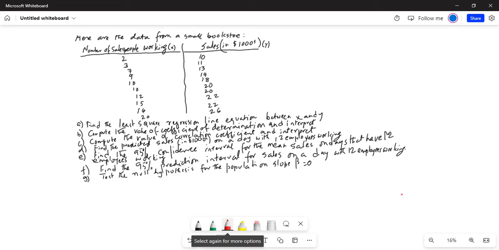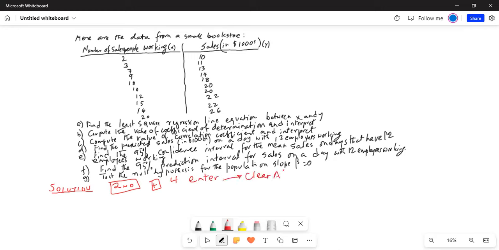So let's start the calculation. Solution. The first thing we will do is press the second button on the top left corner of the calculator, then the plus button on the bottom right corner on top of enter, then select 4 and enter. And we will get Clear All Lists on your calculator screen.